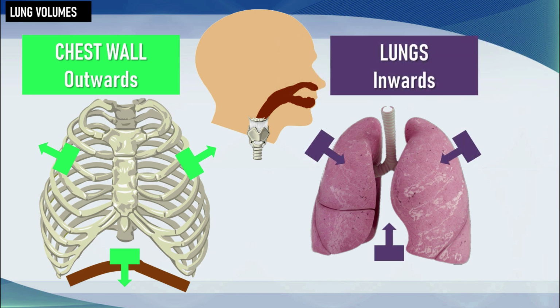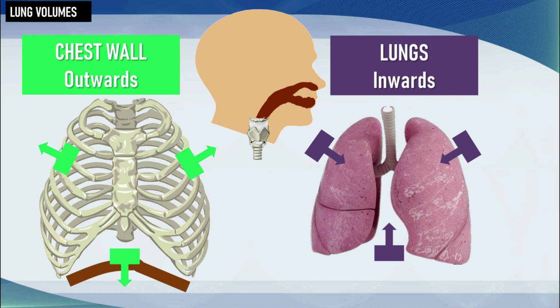And between the two structures, the chest wall and the lungs, are the parietal pleura attached to the chest wall and the visceral pleura attached to the lungs. And so these two pleura are sucked apart by these counter forces, generating negative pressure within the thoracic cavity.